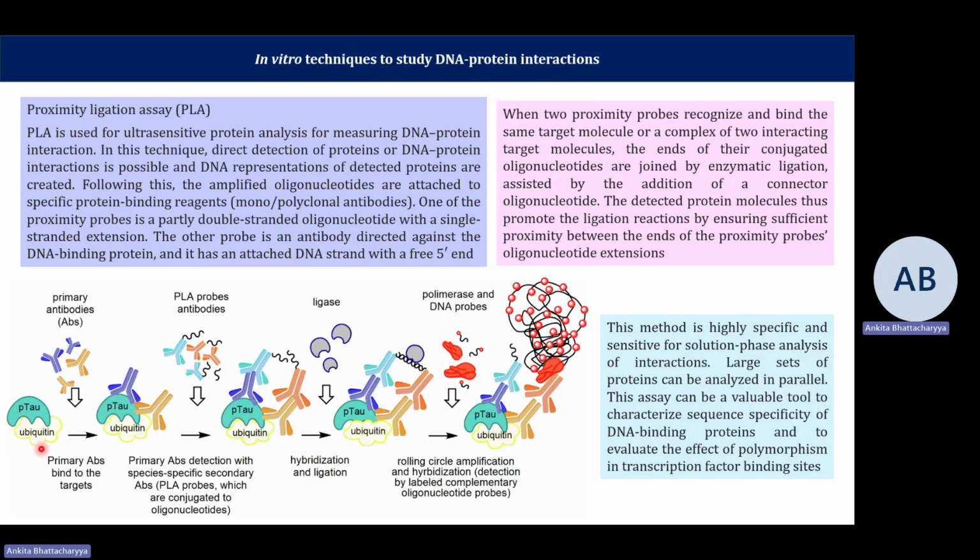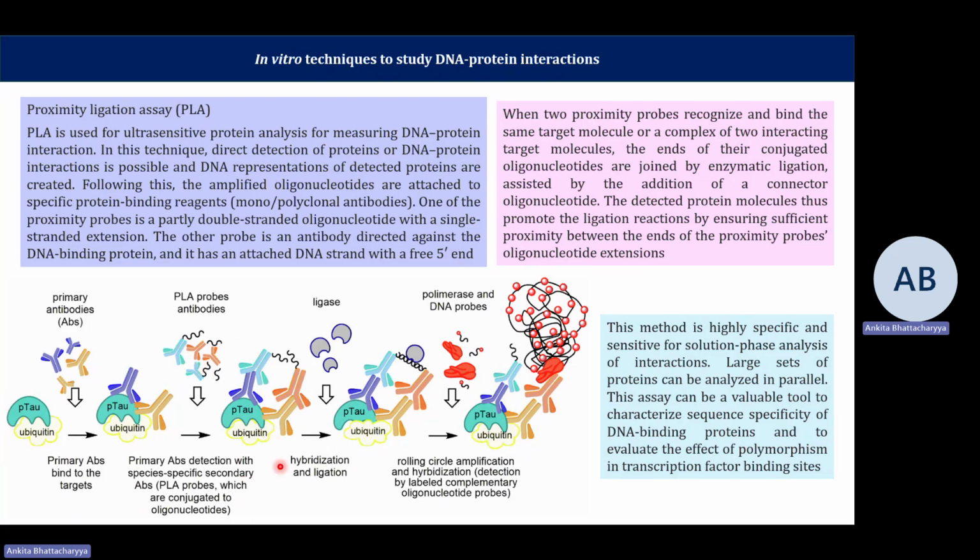So what do you see here? You have these two targets, which are, for example, also binding to DNA. I think I could have chosen a better image for it, but okay. So these are two primary antibodies which are binding to your protein of interest 1 and protein of interest 2. The primary antibodies bind to the targets, followed by detection with species-specific secondary antibodies and PLA probes which are conjugated to oligonucleotides. So these are your PLA probes and these are your antibodies.